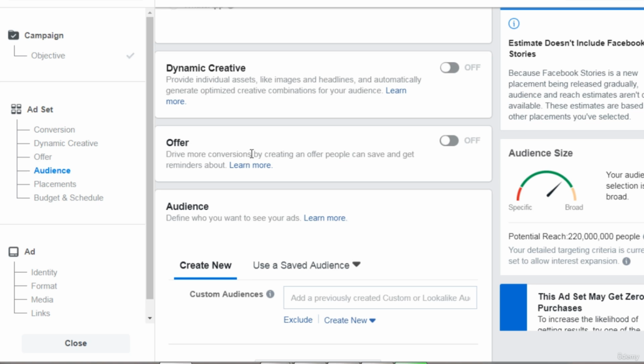Now, offer, it says drive more conversions by creating an offer people can save and get reminders about. So you can do that as well here.